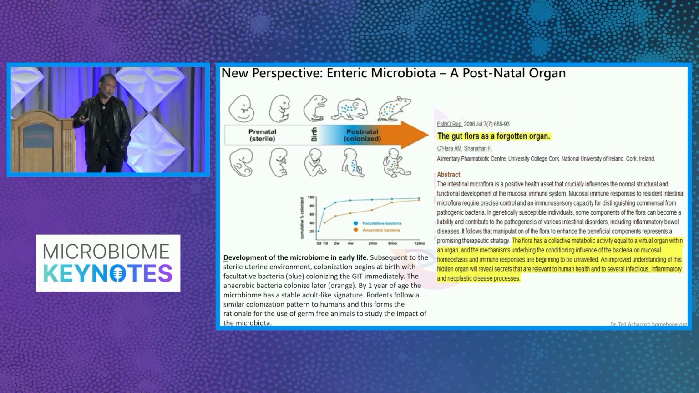All right, so the new perspective is the enteric microbiota is a postnatal organ. Okay, it's an organ that actually appears and grows after birth, right? It's seeded usually in spontaneous vaginal delivery through the vaginal canal. And as early as 2006, there were already some publications that this is the forgotten organ. Now, don't forget, microbiota is not foreign to you, right? It is part of what grows in you as an organ, except that it only grows after you're born.